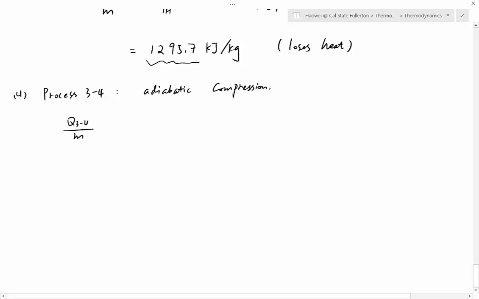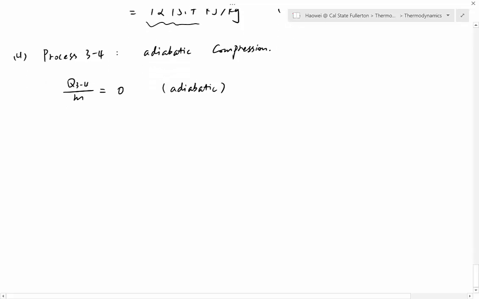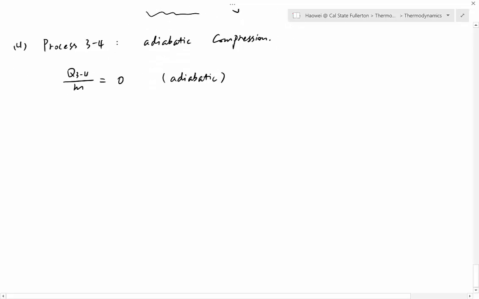Q324 over mass must be equal to 0. Why? Because this process is adiabatic. Adiabatic means no heat transfer. So sometimes if you can remember the name, it's going to make your calculation faster. You don't even need to calculate anything. So now we have heat transfer. I'm looking for work, WCV. What equation goes to your mind? Exactly, first law of thermodynamics.